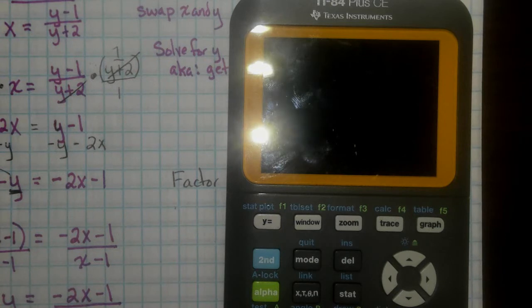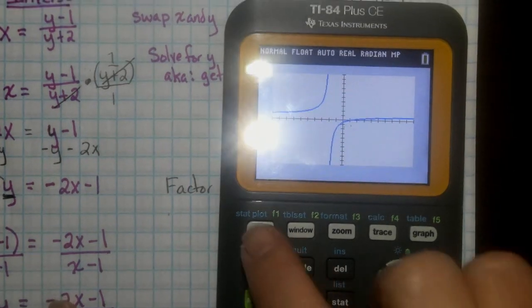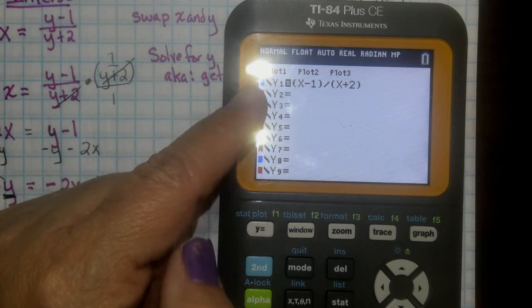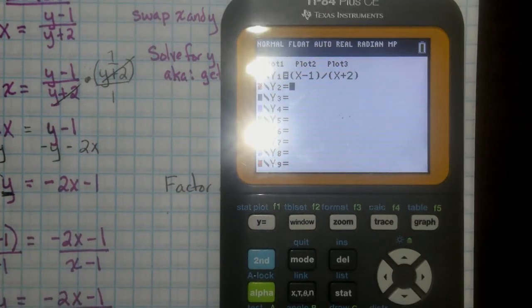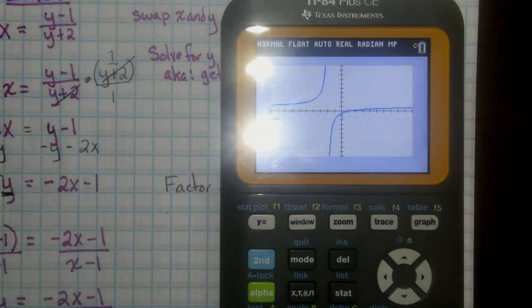Alright, so now let's go back to our calculators, and let's go to y equals, and let's leave this in y1, and let's put our inverse in y2. So I'm going to have parentheses, negative 2x minus 1, close parentheses, divided by, parentheses, x minus 1, close parentheses, and I'm going to graph that guy.